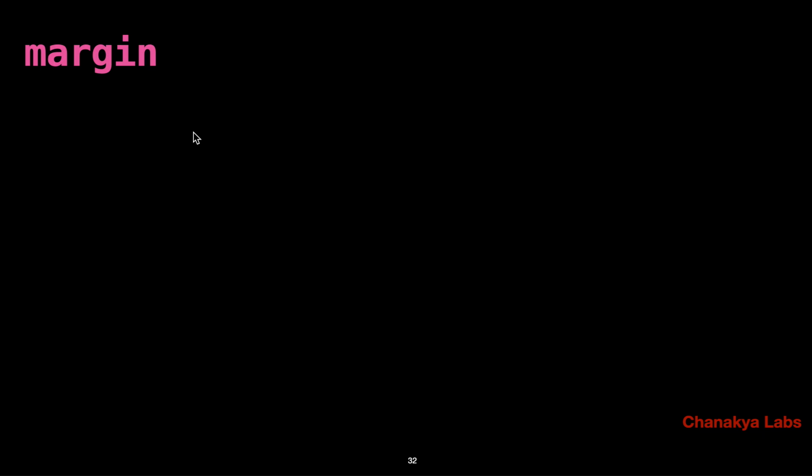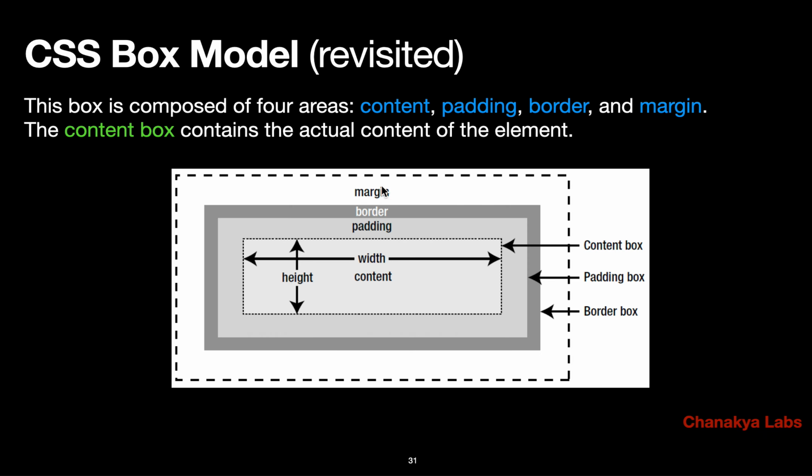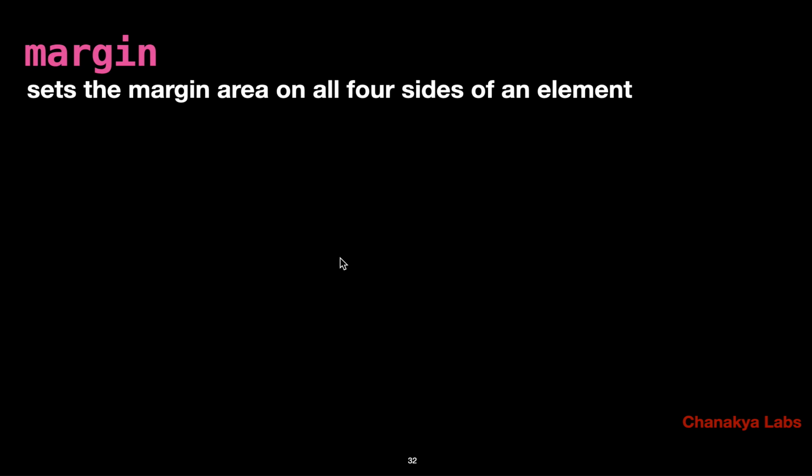So margin, as we just discussed, will be outside the border, outside whatever the content including padding and the final border is. Outside that means, let's say some other elements are there. If we specify a margin for an element, it means we are assuring that much margin will definitely be there after that element, before any other element can be rendered in the browser, right? So it sets the margin area for all four sides of an element.